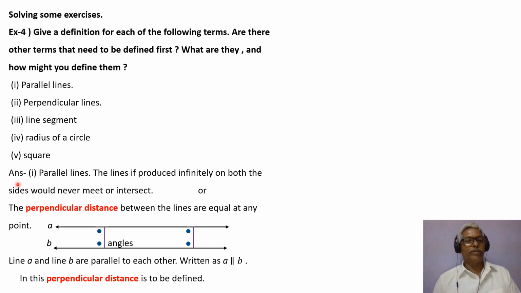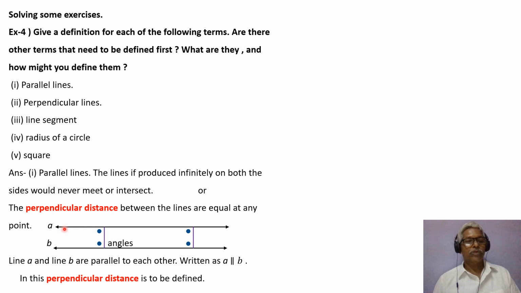We are taking them one by one. We are taking only parallel lines first. The definition of parallel lines is: lines which, if produced indefinitely on both sides, will never meet or intersect. That's the definition of parallel lines. Or we can give another definition also: the perpendicular distance between the lines is equal at any point.